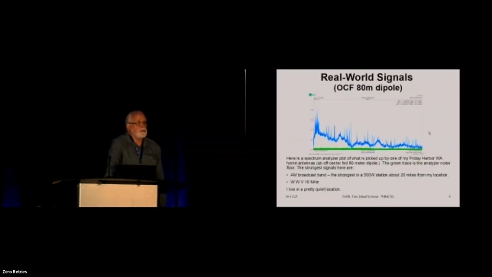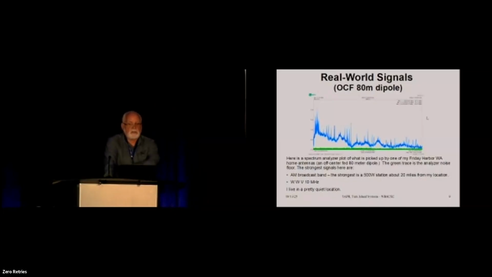Here are some real-world signals. Again, HF. This is not a calibrated measurement antenna. This is just an off-center dipole I had outside my bedroom window. And that green hash at the bottom, that grass, that's the noise floor of my spectrum analyzer. An actual receiver would probably be 20 dB better than that. And I live in a quiet area. I live up in the San Juan Islands, 70 miles north of here or whatever it is.